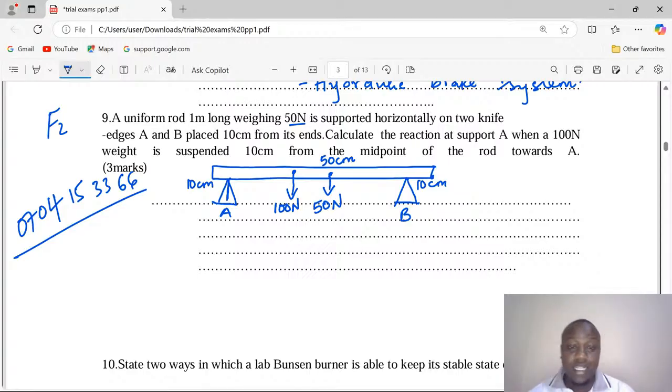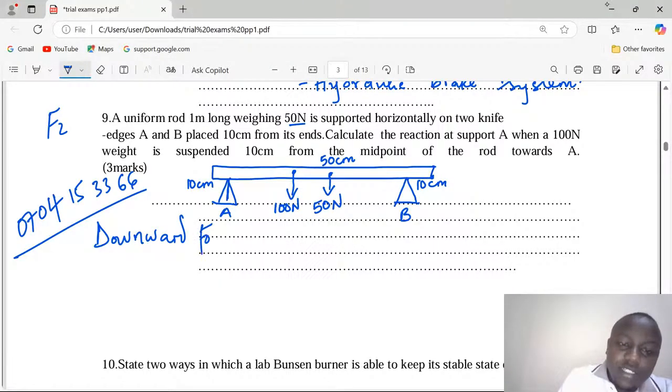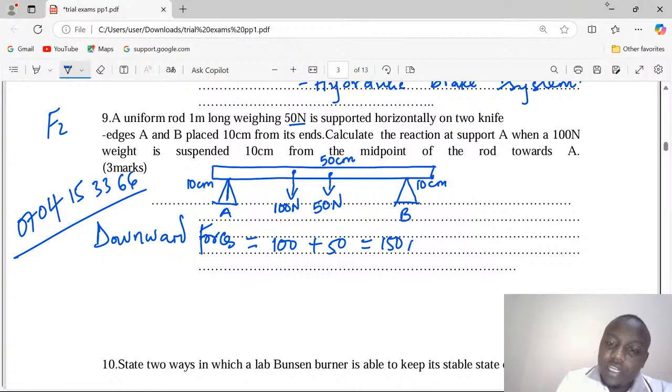So we are supposed to know that upward forces are equivalent to downward forces. Let's take downwards. Downward forces are going to be 150 newtons. Now, the upward forces are going to be the respective reactions at A and also at B.